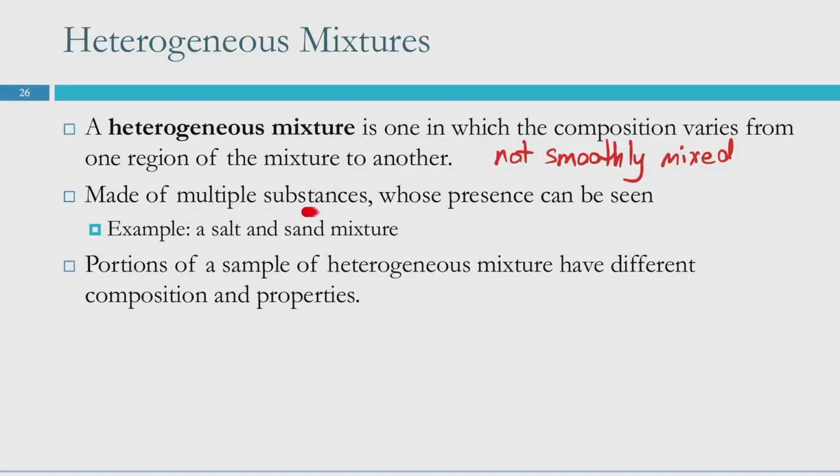It's still made of multiple substances, and usually you can see that there's different substances. So anything where there's two different things and you can tell that there's two different things, like if you mixed salt and sand, assuming that it's white salt, assuming that it's sand-colored sand, right? If you mix the two together, you'd notice there's stuff in there that's white, there's stuff in there that's tan, or maybe it's black sand, right? You'd notice that there's two different colors in there, and you would know that it's not smoothly mixed. That's a heterogeneous mixture.